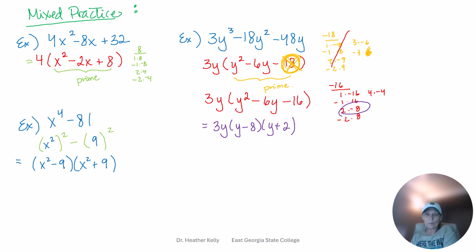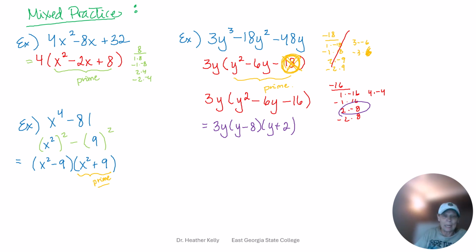Now, I did this problem to point out a couple things. First off, the sum of squares is not a thing right now. You don't know anything about the sum of squares, and it, in fact, has no solution in the real number system. Okay, so that means that this piece here, the sum of squares, this is prime. Cannot be broken down anymore.